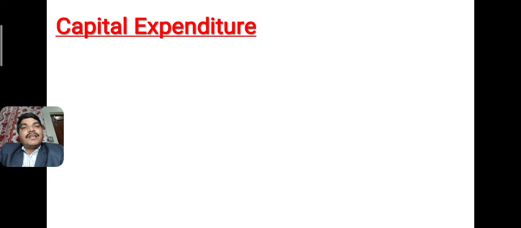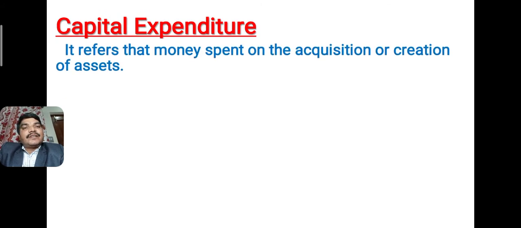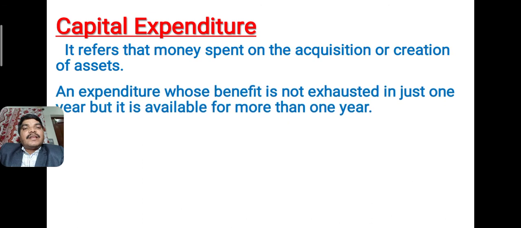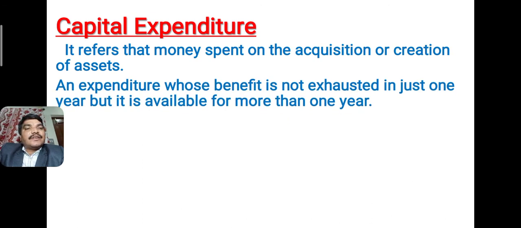Then we come to the next topic, capital expenditure. Capital expenditure is the money spent on acquisition or creation of assets. Once in a while we spend money for the acquisition or creation of assets. Any expenditure whose benefit is not exhausted in just 1 year, but is available for more than 1 year, is treated as capital expenditure.